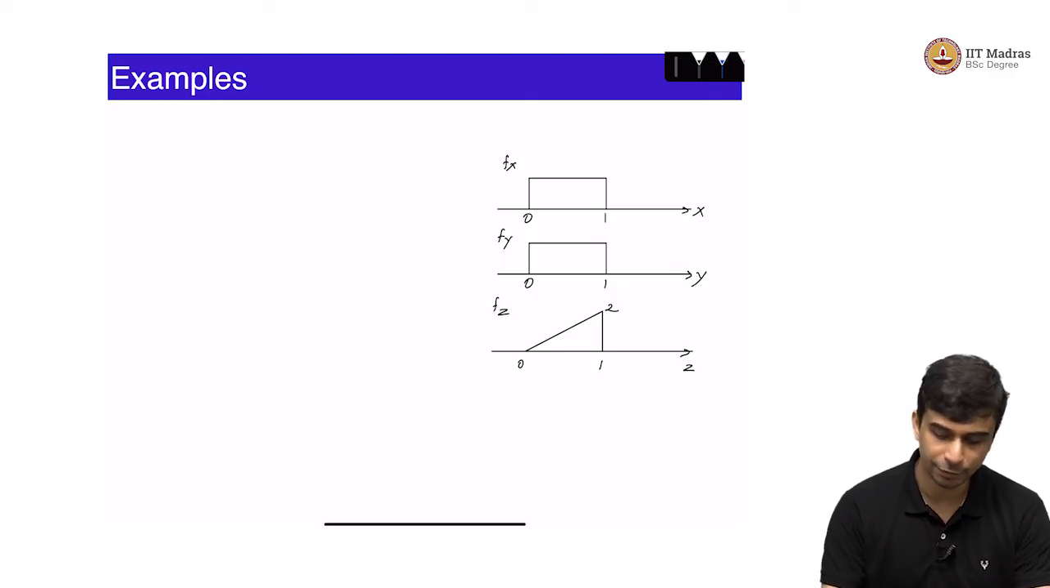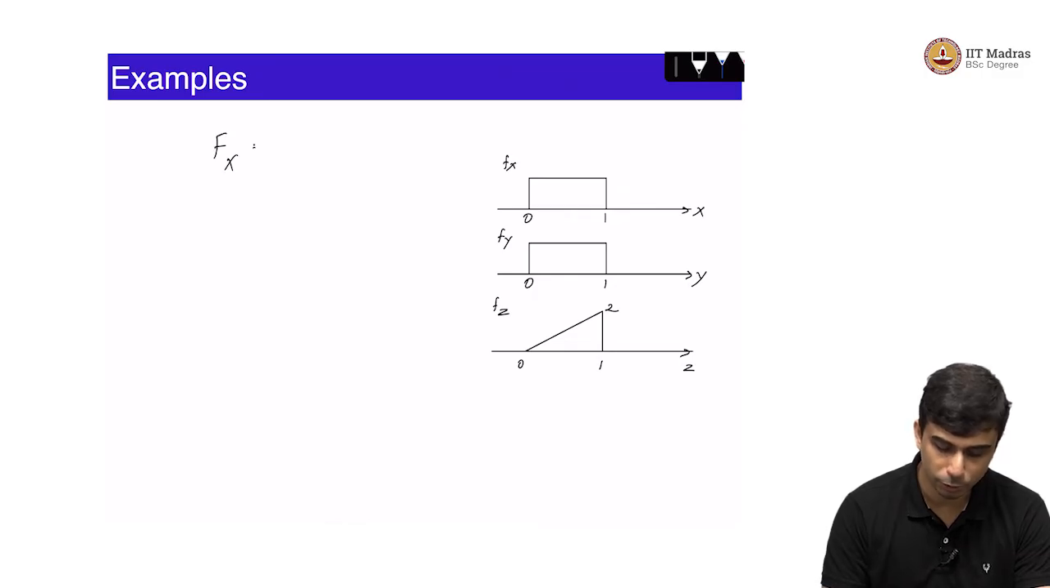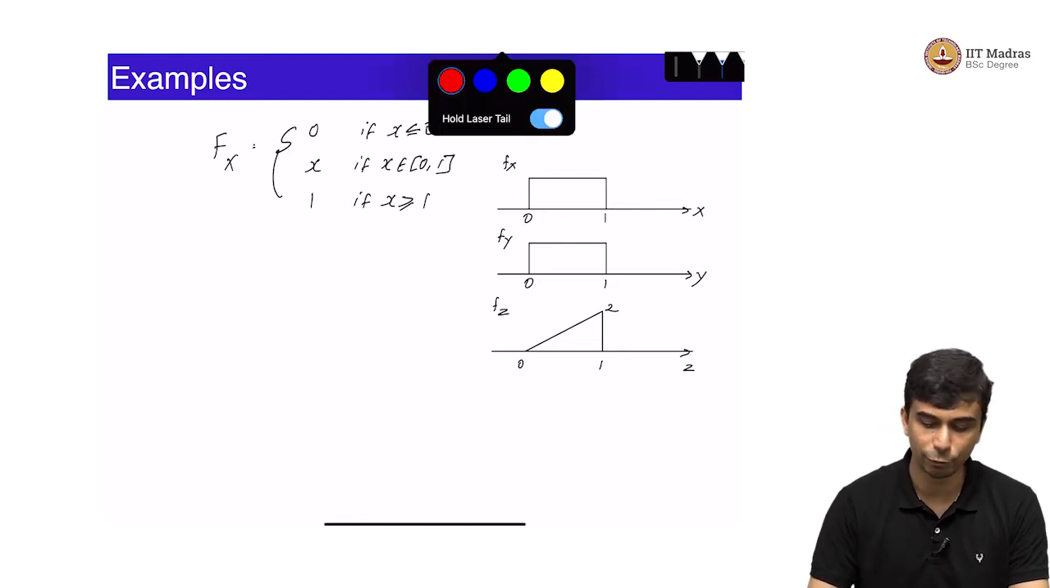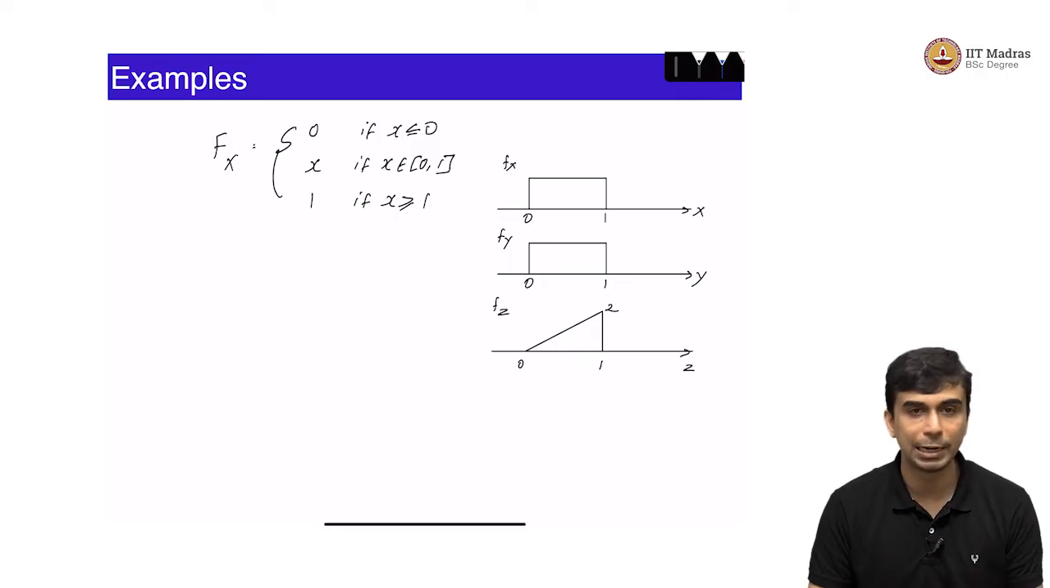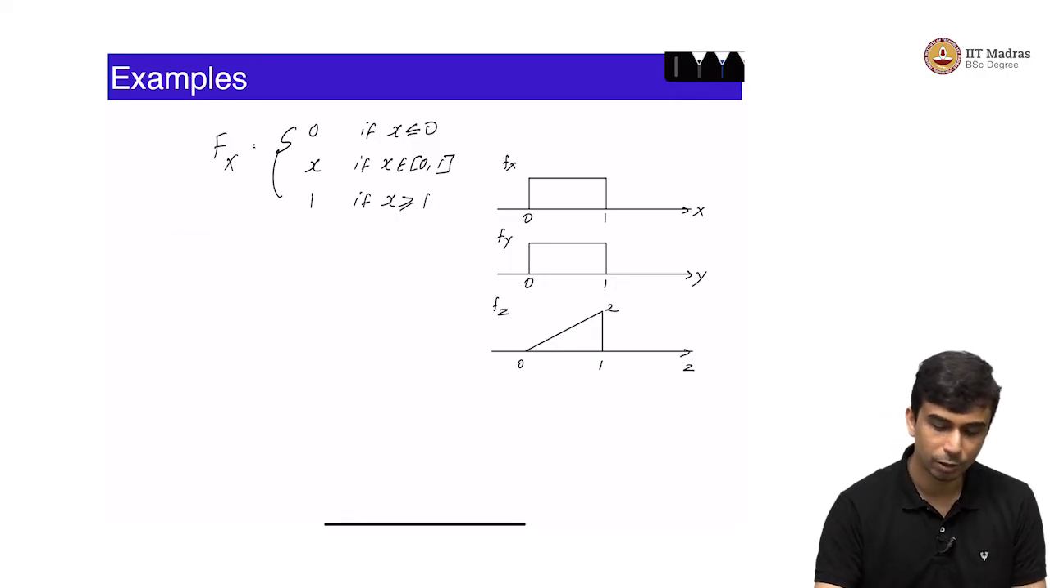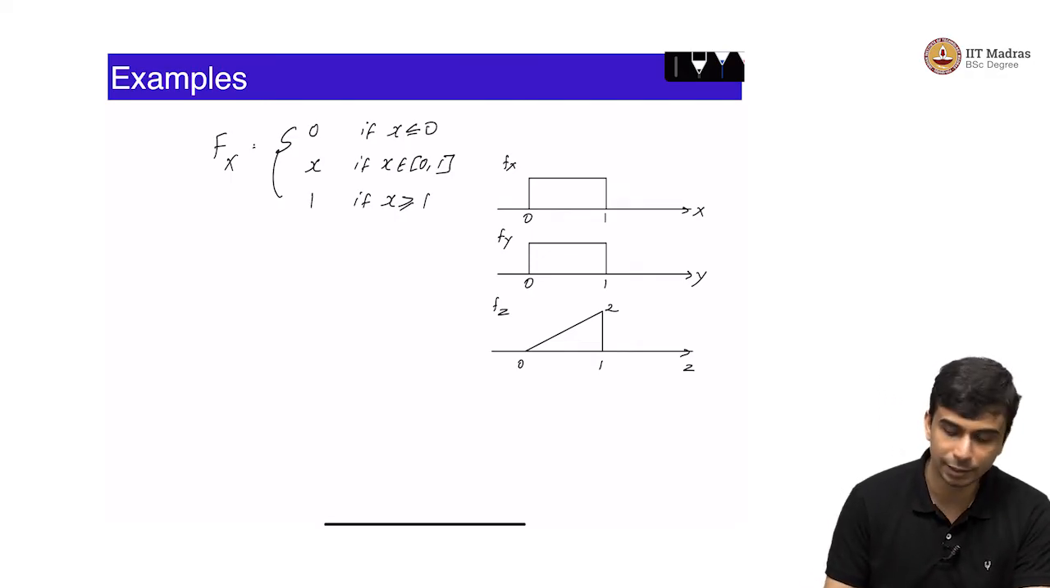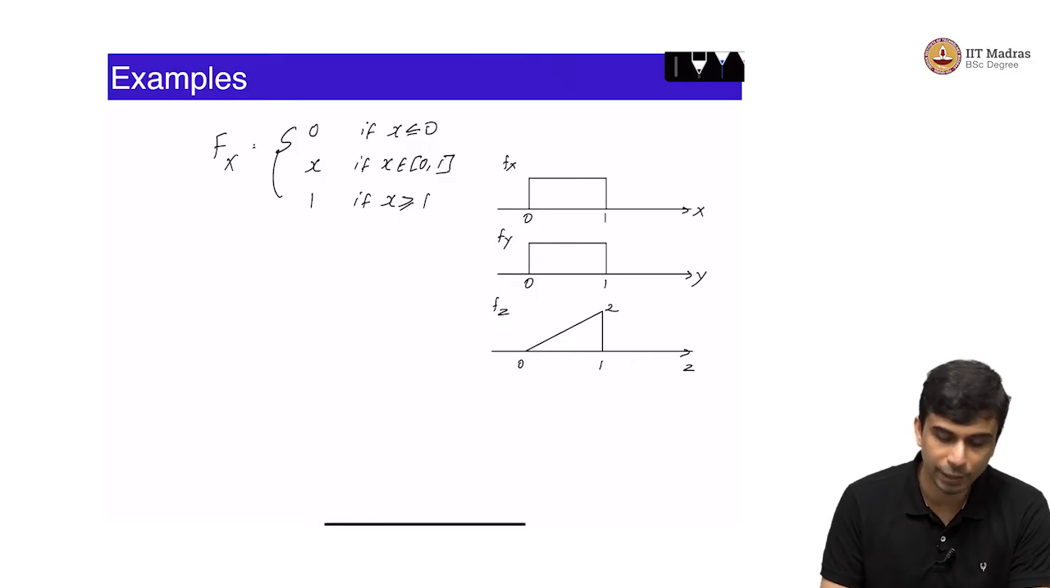Okay. So, for this particular case you have FX of x is simply equal to 0 if x is less than or equal to 0, x if x belongs to 0 comma 1, and 1 if x is greater than or equal to 1. Similarly, because X and Y have the same distribution, FX and FY are the same, even though X and Y are independent random variables. Okay. Now, what is FZ? The CDF of Z is simply FX of z times FY of z.